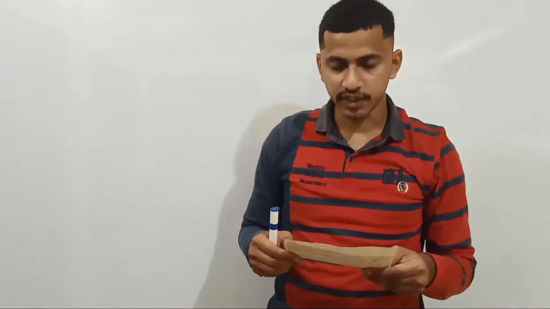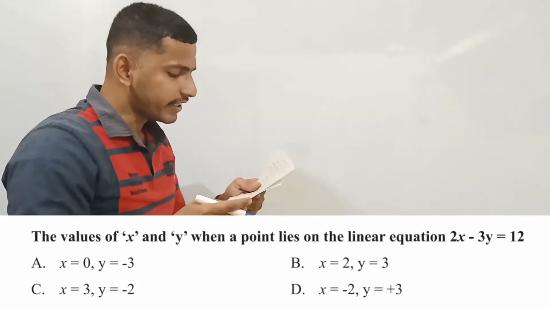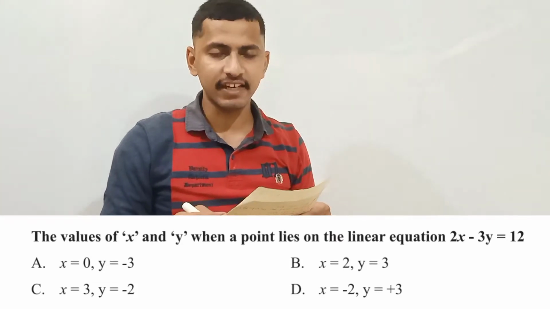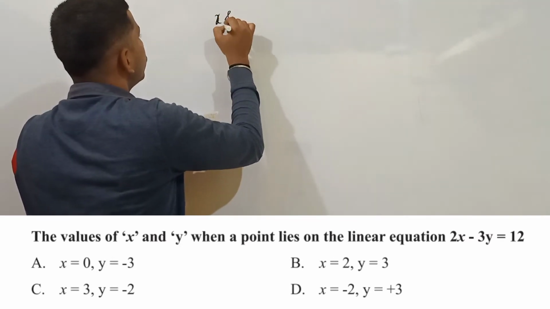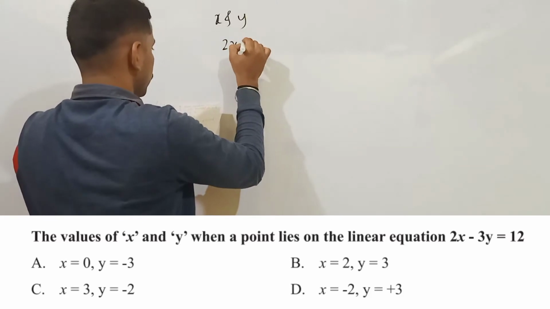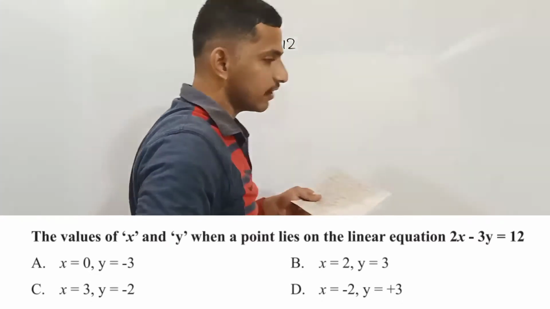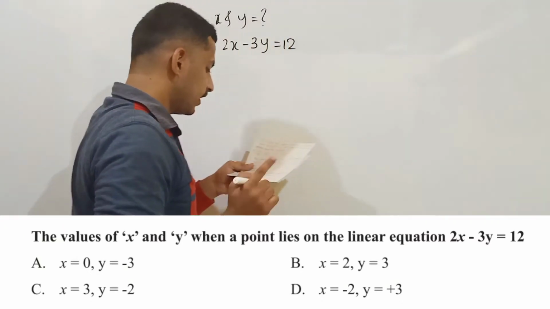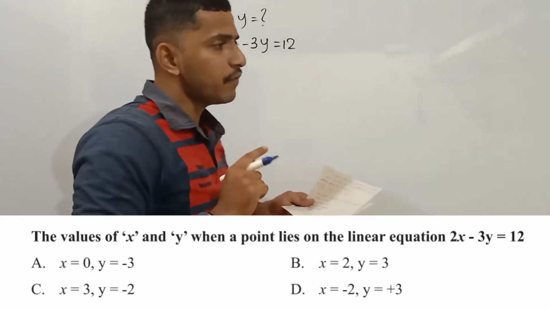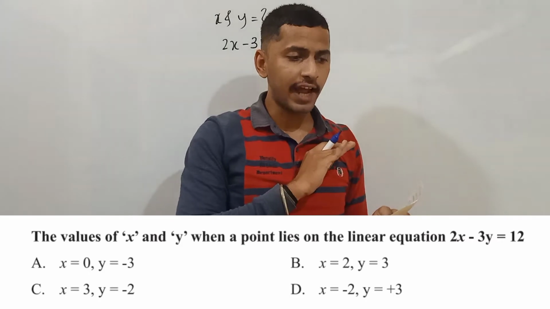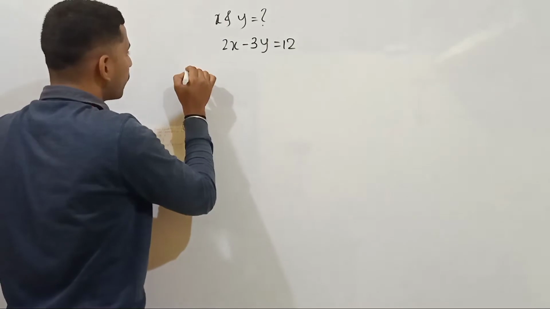We will go with the third question. Here we have to find the value of x and y when a point lies on a linear equation, 2x minus 3y is equal to 12. On the screen you can see the question. We are given 4 options. Now here we have to try the trial and error method. We have to try all the 4 options to find the value of x and y. Let us try one by one.